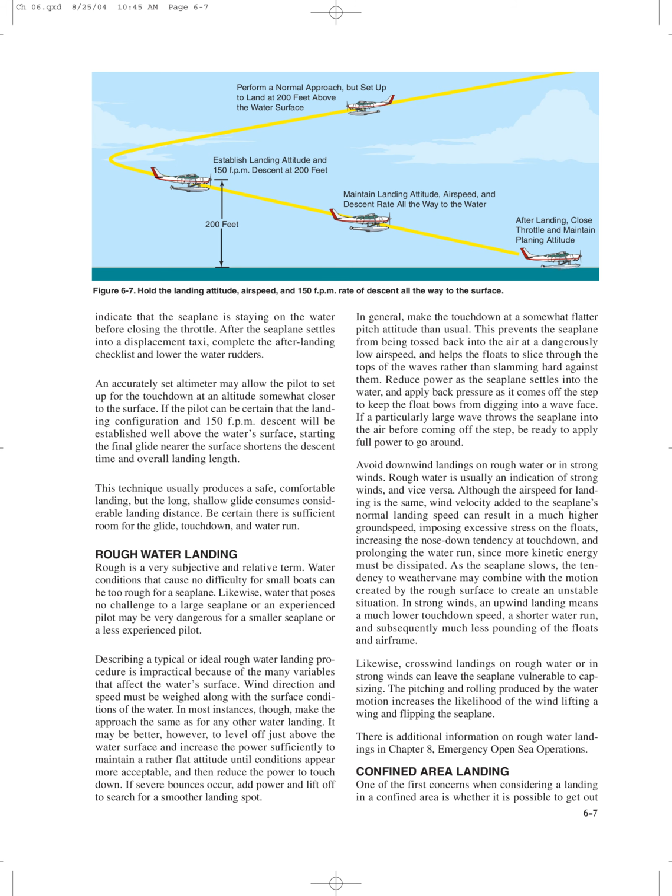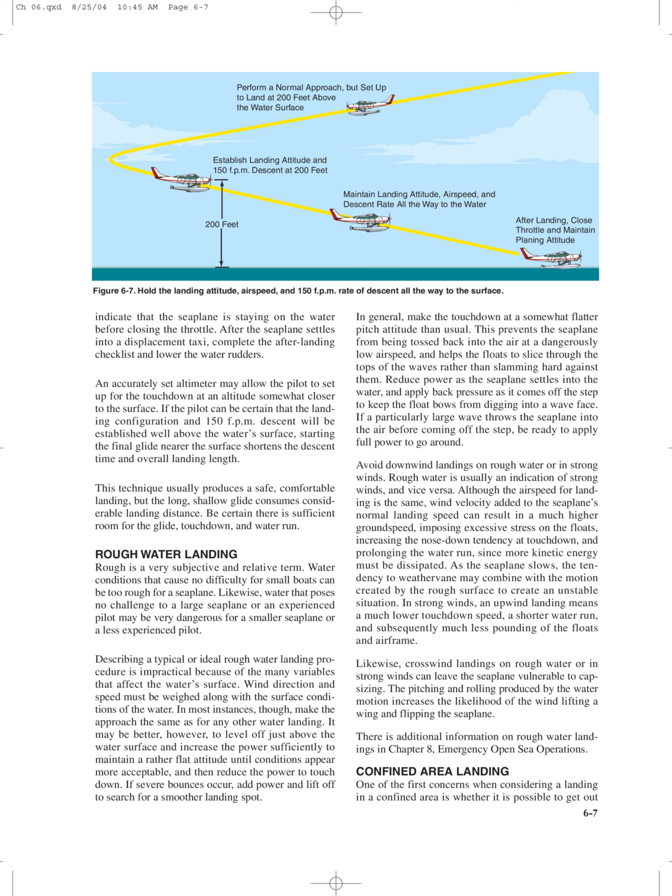An accurately set altimeter may allow the pilot to set up for the touchdown at an altitude somewhat closer to the surface. If the pilot can be certain that the landing configuration and 150 fpm descent will be established well above the water's surface, starting the final glide nearer the surface shortens the descent time and overall landing length. This technique usually produces a safe, comfortable landing, but the long, shallow glide consumes considerable landing distance. Be certain that there is sufficient room for the glide, touchdown, and water run.